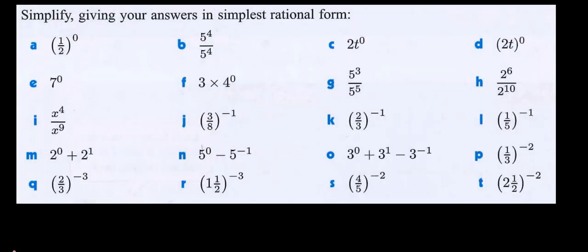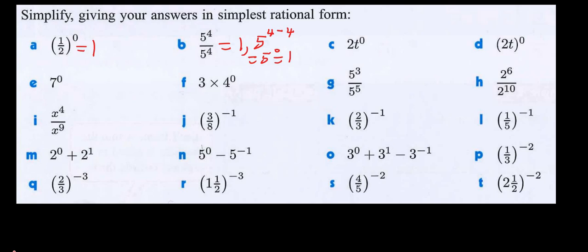All right, simplify giving your answer in simplest rational form. So we have 1/2 in parentheses exponent 0. Any number to the exponent of 0 is 1. Okay, and here we have 5 exponent 4 divided by 5 exponent 4. A number divided by itself is 1. But if you want to solve it the other way, this will become 5 exponent 4 minus 4. So this will give you 5 exponent 0, and that is also 1. So any of them is okay.